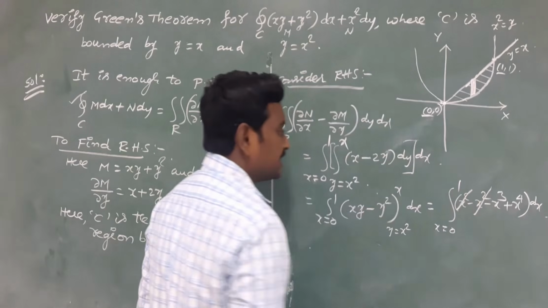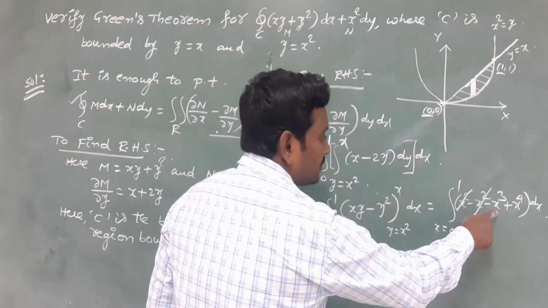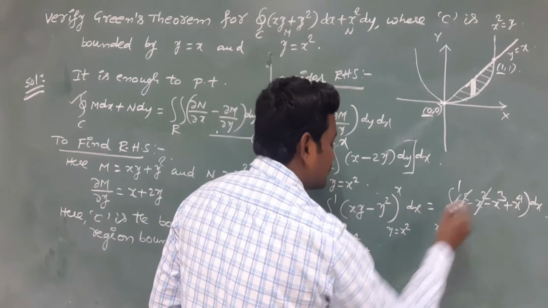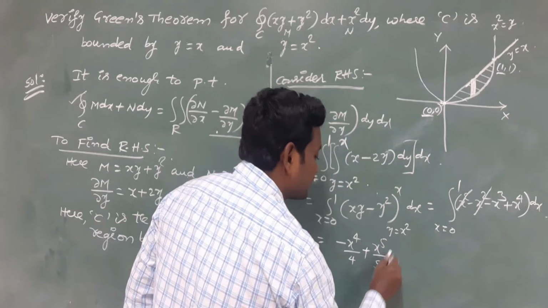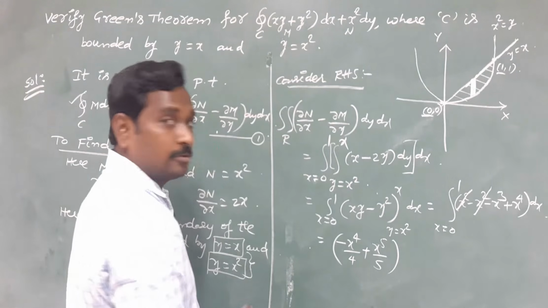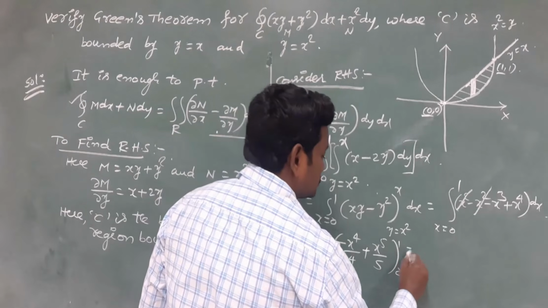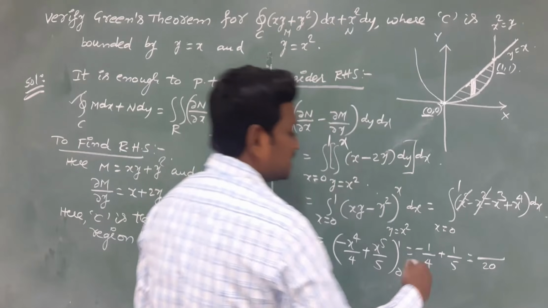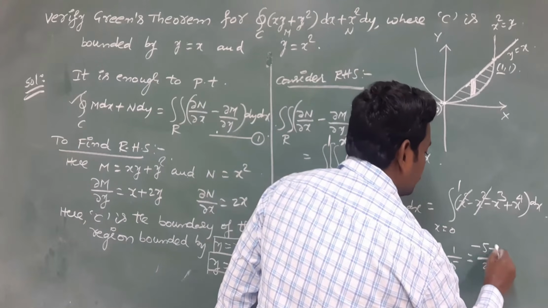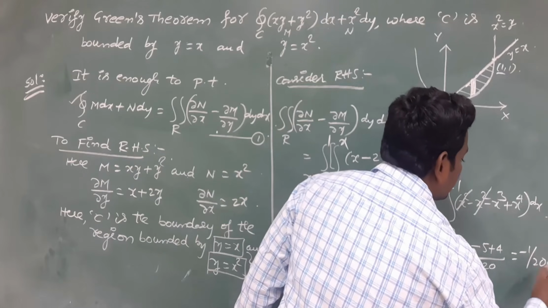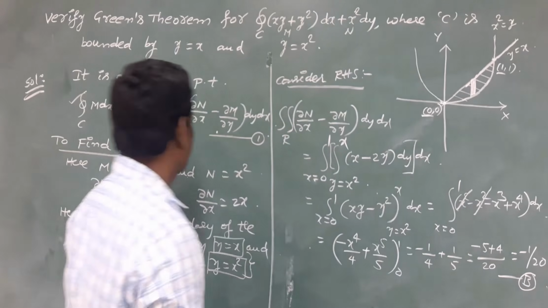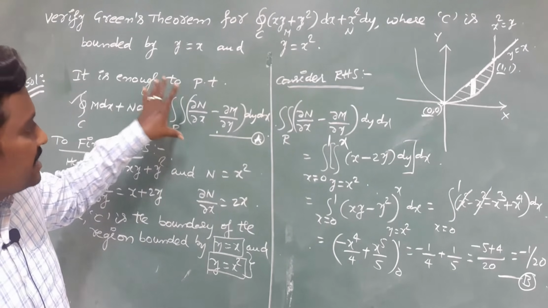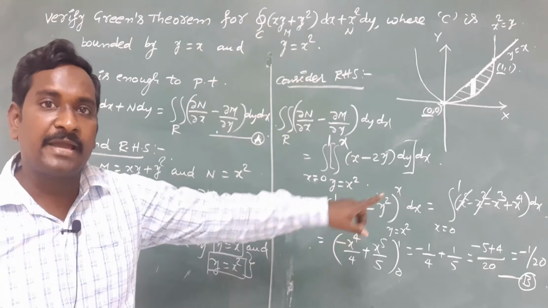So x² getting cancelled. Integration of x³ is minus x⁴/4, plus integration of x⁴ is x⁵/5, within the limits 0 to 1. So minus 1/4 plus 1/5. By taking the LCM, you will get (−5 + 4)/20, which is minus 1/20. Take it as equation number B. The original Green's theorem is equation number A. So in this Green's theorem, the right hand side value is obtained as minus 1/20.